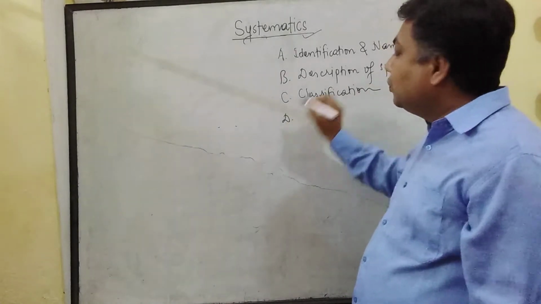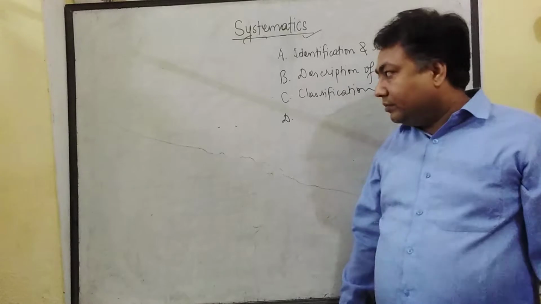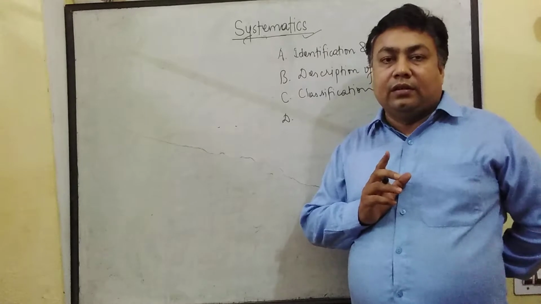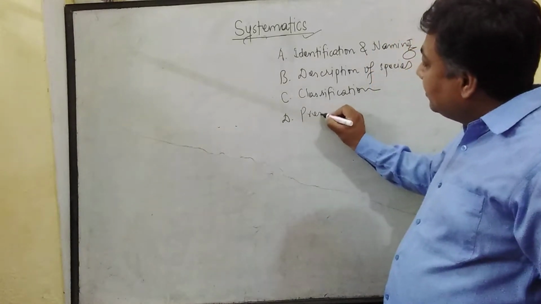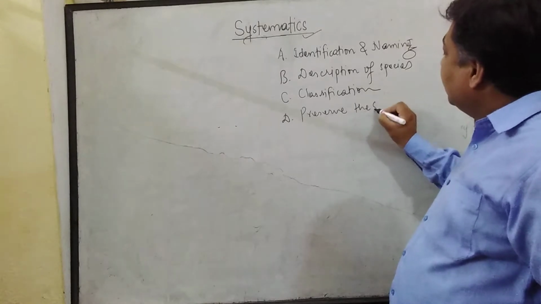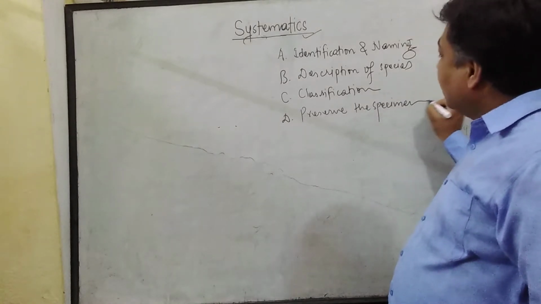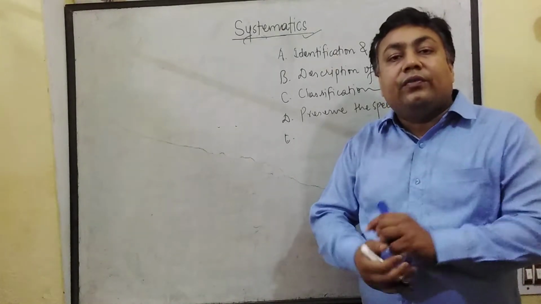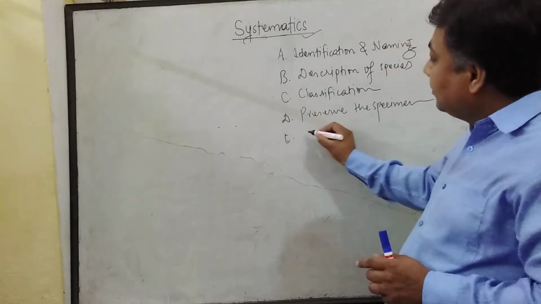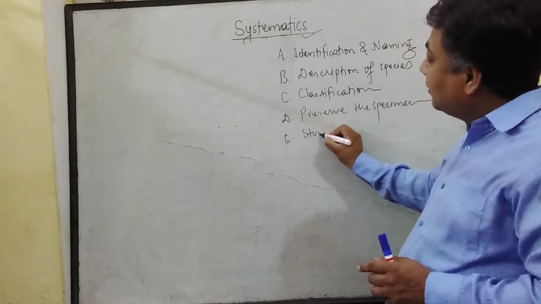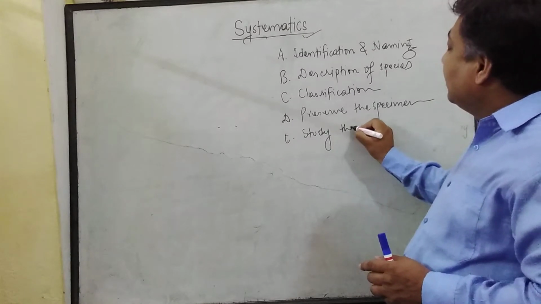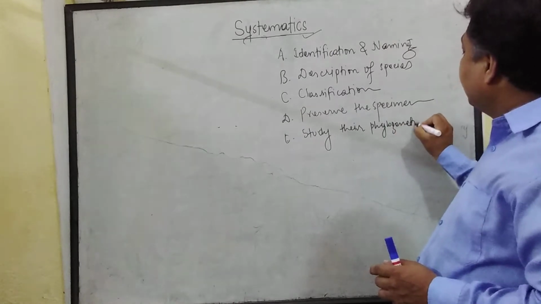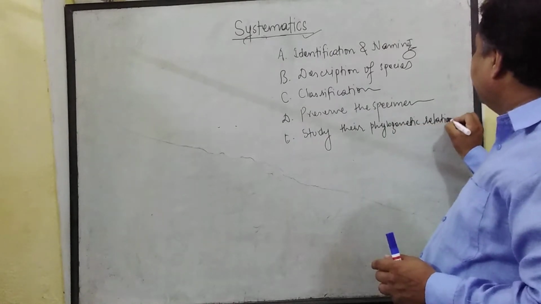The fourth task which we do under the heading of systematics is to preserve the specimen. Preserve the specimen. E. Study their phylogenetic relationship. Study their phylogenetic relationship.